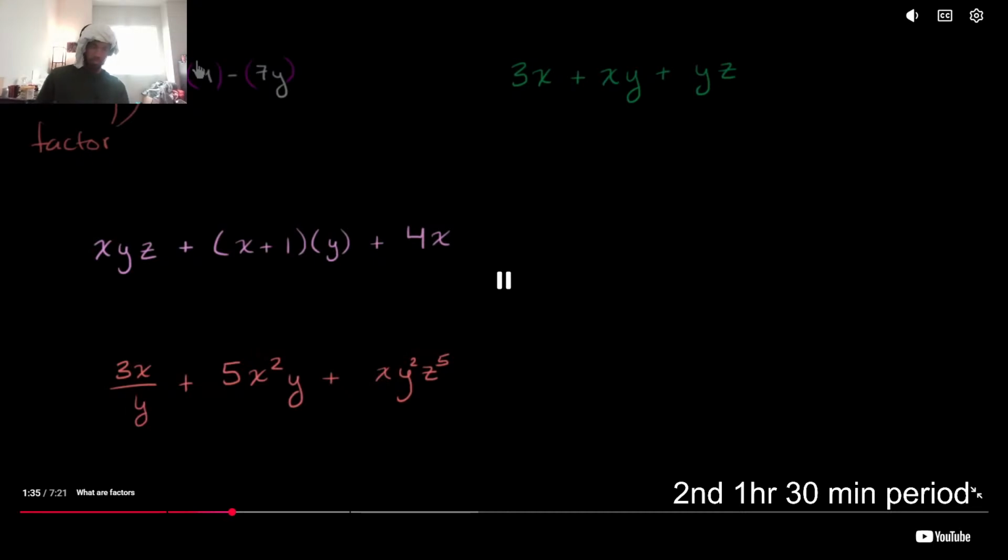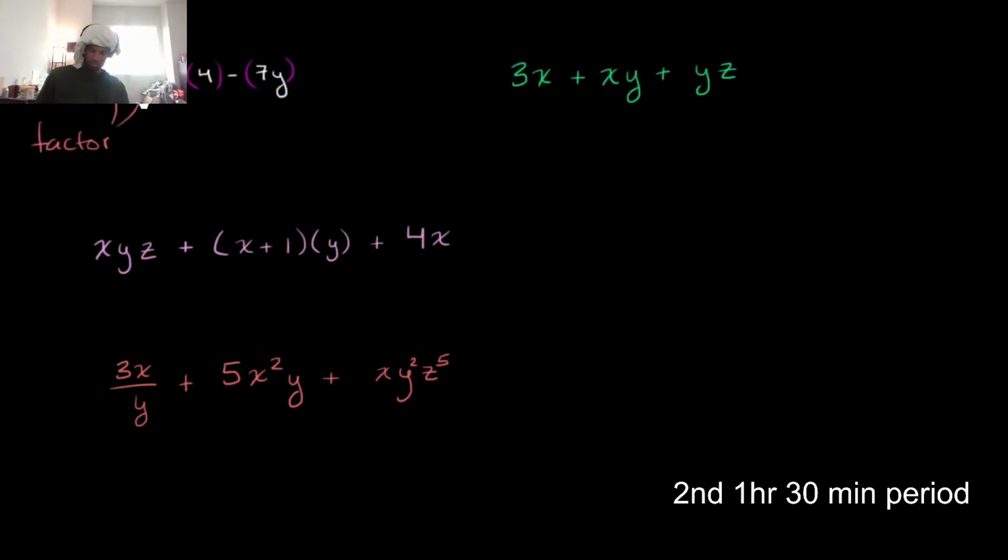What about the second term? The second term here has only 1 factor, just the 4. It's not being multiplied by anything. And the third term here, once again, has 2 factors. It's the product of 7 times y. So we have 2 factors here. We have a 7 and a y.